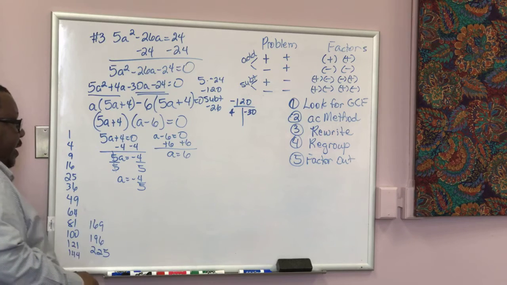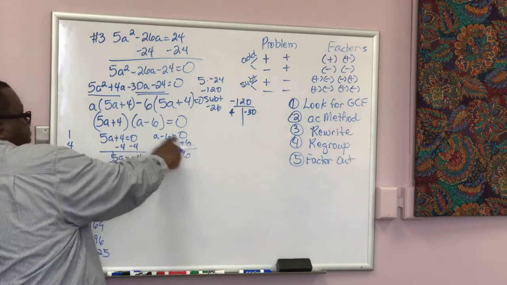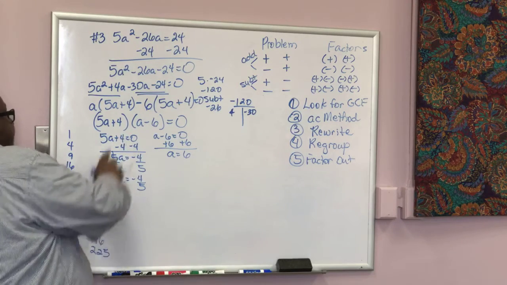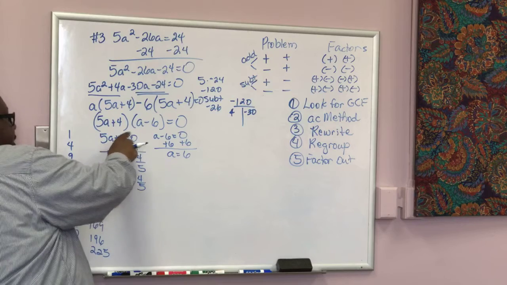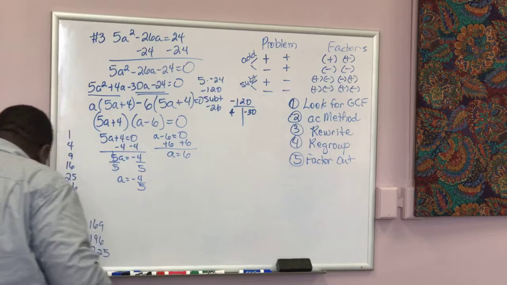Is that what you were asking? I was talking about what the 6 was. The 6 over here? I thought it was a 5a. It's a minus 6. The 5 was on this side with 5a plus 4. They're just a minus 6. Okay?